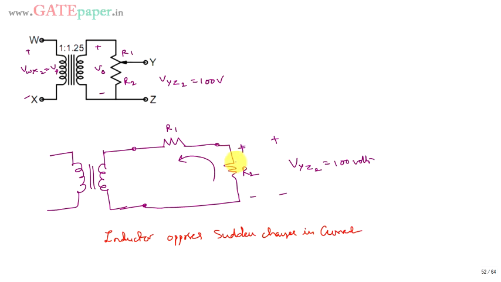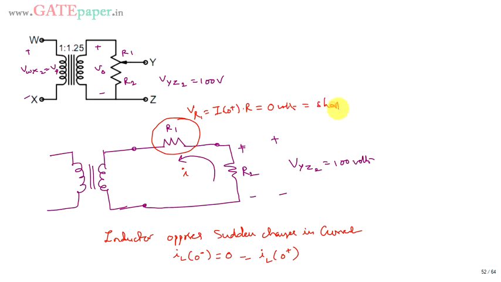Whenever you apply 100 volts, the current flowing through this is going to be 0, because before application of 100 volts, let us assume 0 minus, the current is 0, and this is the same current flowing after application of the voltage. So the current flowing through this is 0. When 0 current flows through this resistor, the voltage across R1 is I into R, that is I of 0 plus into R, which is 0 volts.